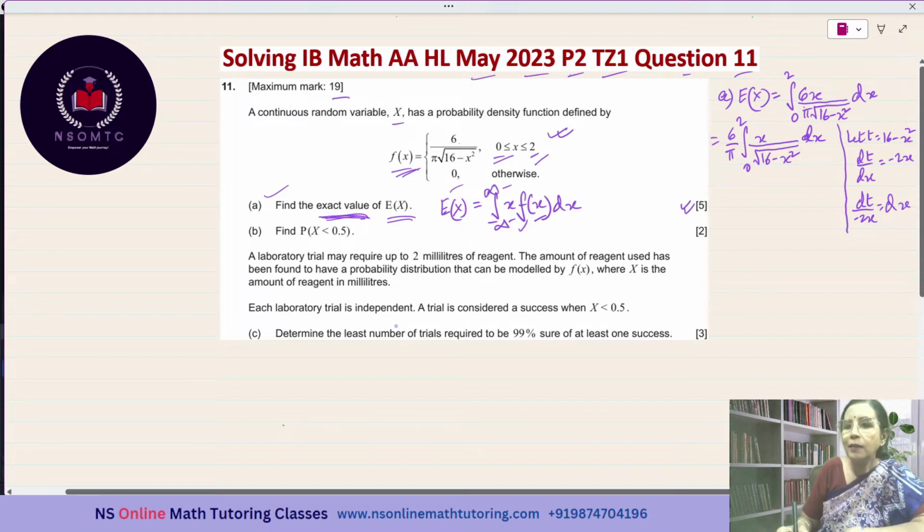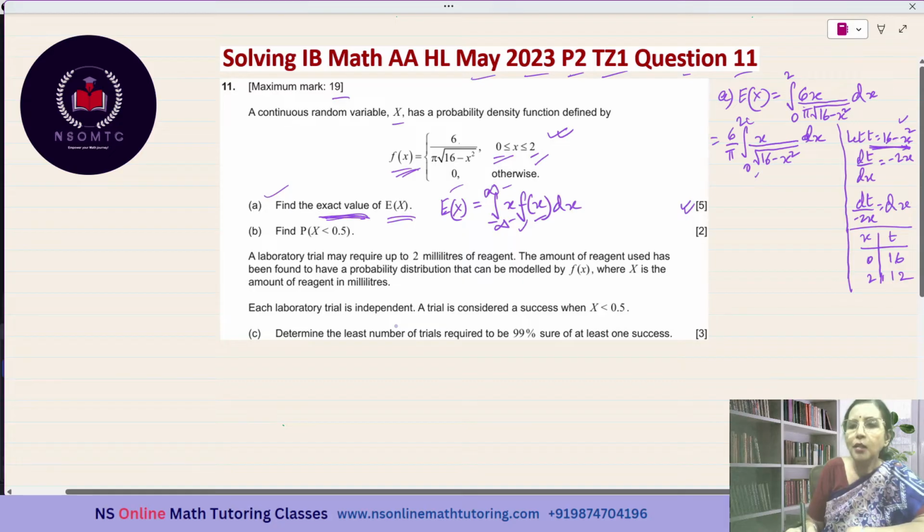Since I'm substituting, I have to change the limits of integration as well. So I'm making this table. First is 0 and then it is 2. When x equals 0, I'm taking the equation t equals 16 minus x squared: 16 minus 0 squared is 16, so t is equal to 16. And when x equals 2, 16 minus 2 squared, 2 squared is 4, 16 minus 4 is 12, so t's value will be equal to 12.